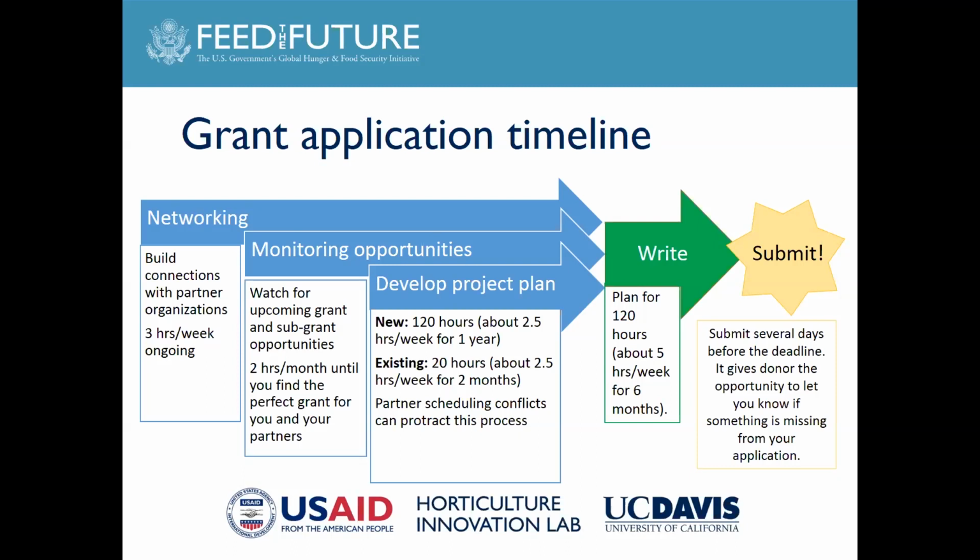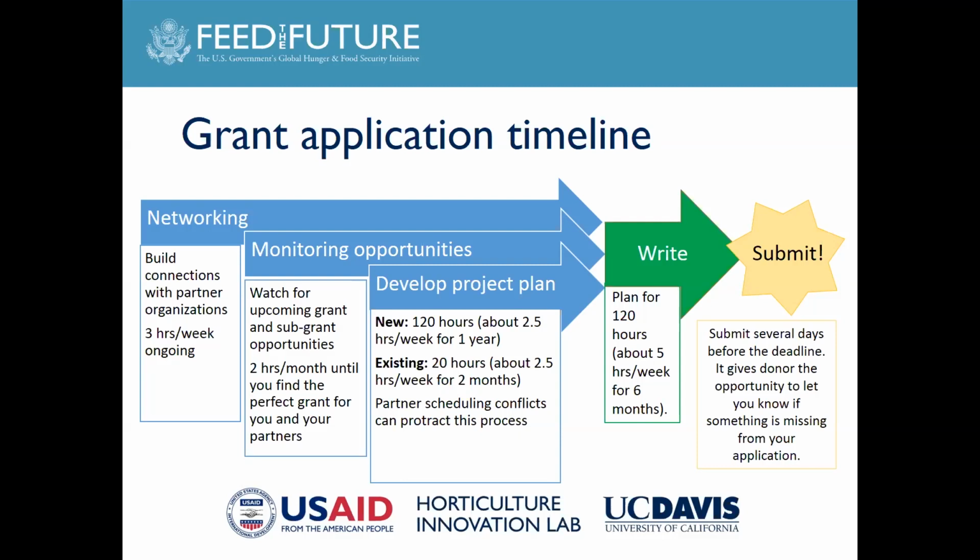As I mentioned earlier, you want to monitor opportunities, watch for upcoming grants and sub-grant opportunities. The resources that we'll be providing have links where you can do that. This is a pretty low time investment thing, but it needs to be regular. So maybe 2 hours a month until you find a really good grant for you and the partners that you've established through that networking process. Now, developing the project plan.